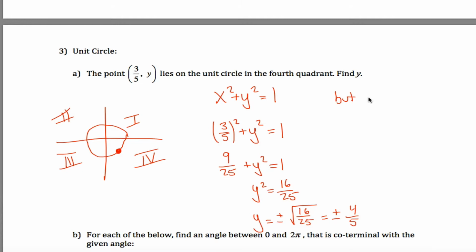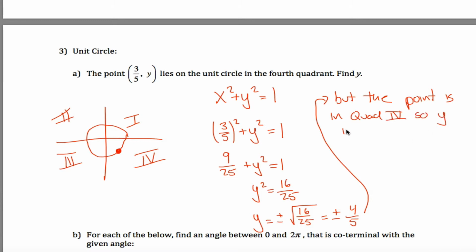But the point, so from here I jump up here, but the point is in the fourth quadrant, so y is negative. So my answer is negative 4/5 is what y is equal to.